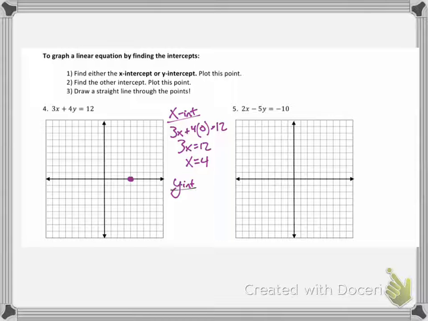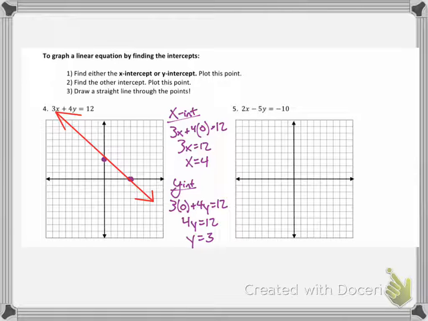The y-intercept, do the same thing, except plug in the 0 for x. So it gets me 4y equals 12, y equals 3. Go to the point 0, comma 3 on the y-axis. And you can make yourself a line. Best that you can, but there's your graph.